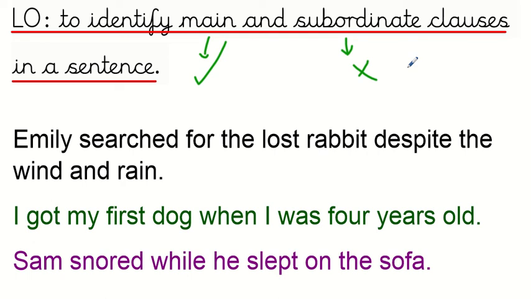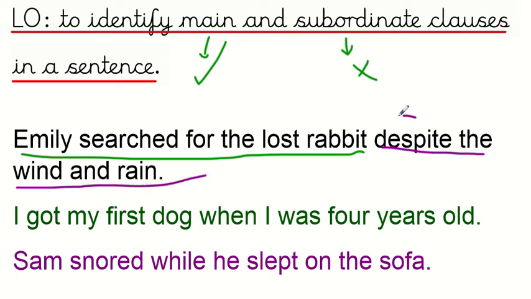Let's have a look. Emily searched for the lost rabbit despite the wind and rain. Which bit makes sense on its own? That's right. Emily searched for the lost rabbit. It contains a subject, Emily, and a verb, searched. Despite the wind and rain is the subordinate clause. It contains a subordinate conjunction and it relies on the main clause for it to make sense.